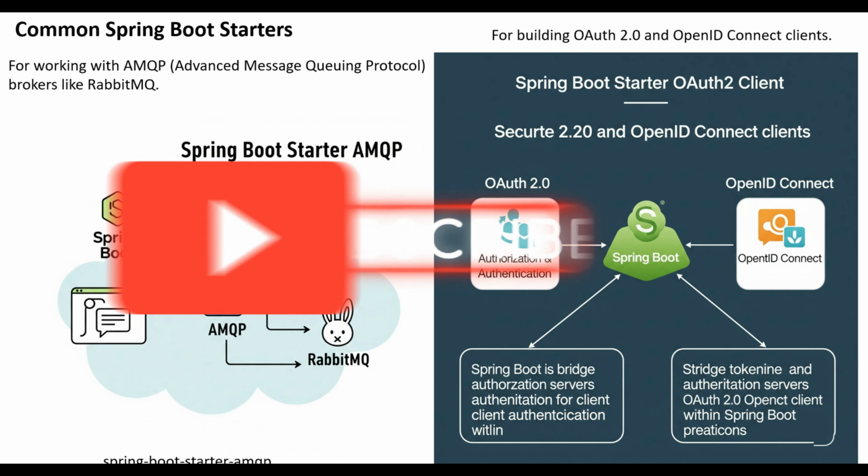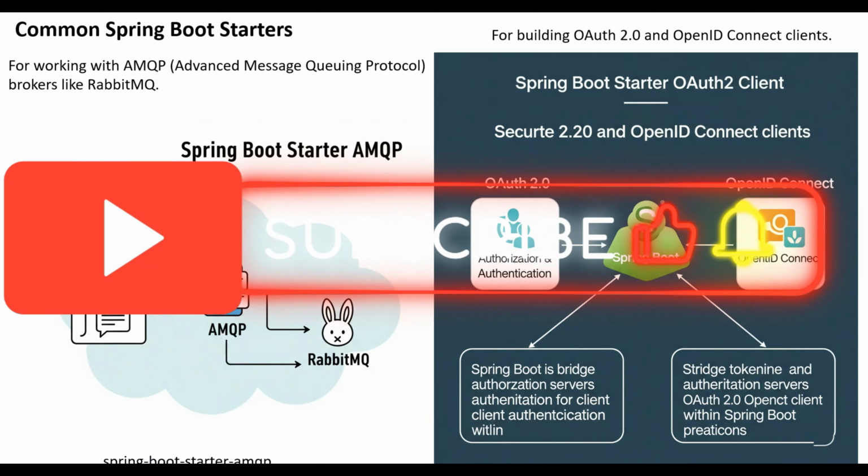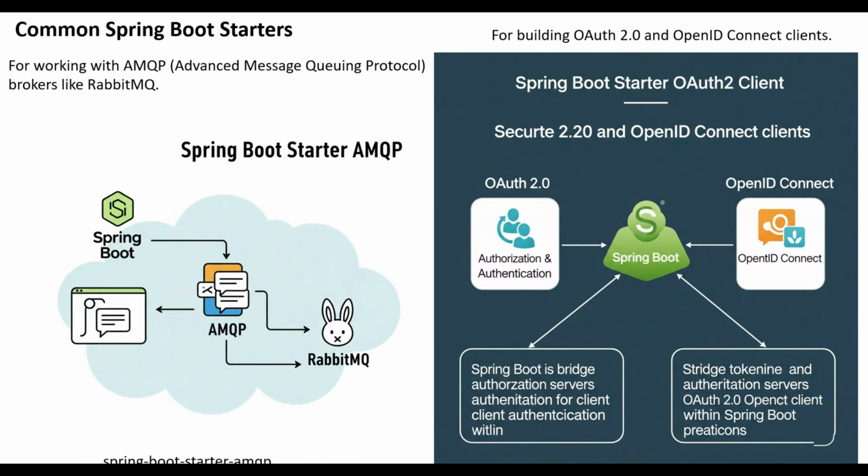Then comes the AMQP, which is a broker like RabbitMQ if you want to connect to it. Then comes OAuth, if you are using your application to build OAuth 2 and OpenID Connect for the clients, right? So this is where we can make use of it.